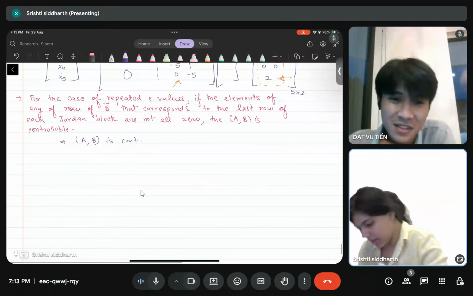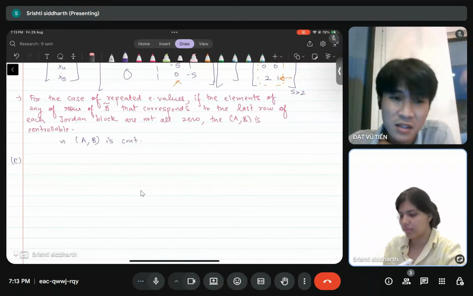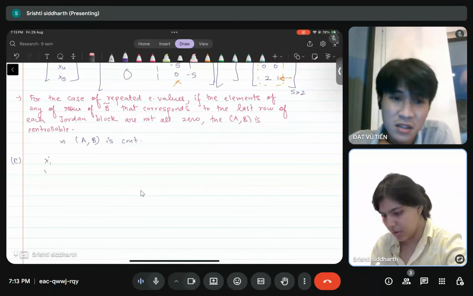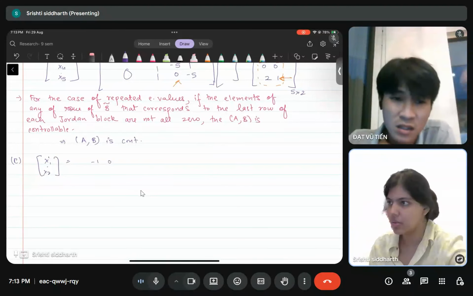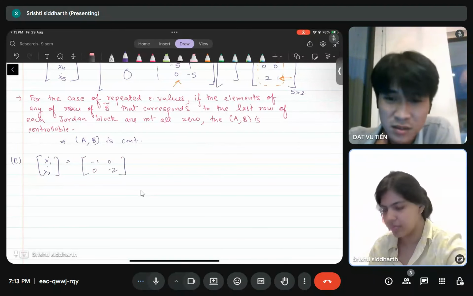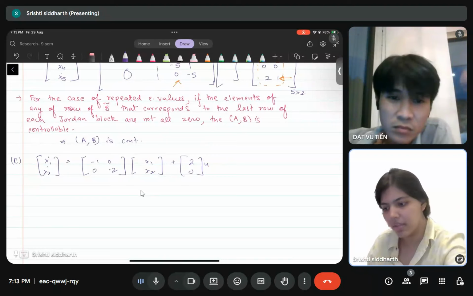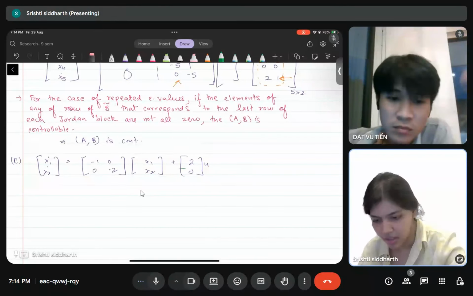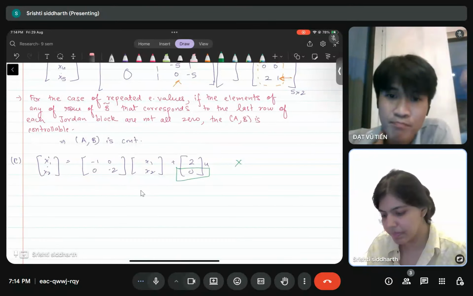So let's look at another example. This is x1 dot, x2 dot equals [-1 0; 0 -2] times x1, x2, plus [2; 0]. These are distinct eigenvalues, already diagonalized. This does not have a control, so it is not controllable.